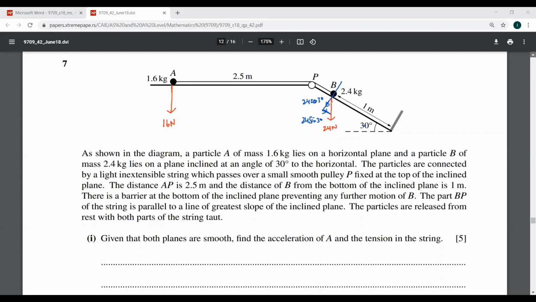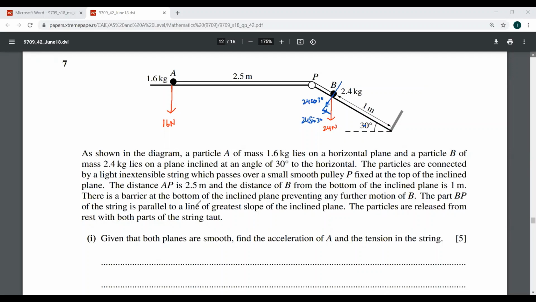So now, next it says the particles are connected by a light inextensible string which passes over a small smooth pulley P fixed at the top of the inclined plane. The distance AP is 2.5. The distance of B from the bottom of the inclined plane is 1 meter. So this distance is 1 meter over here.